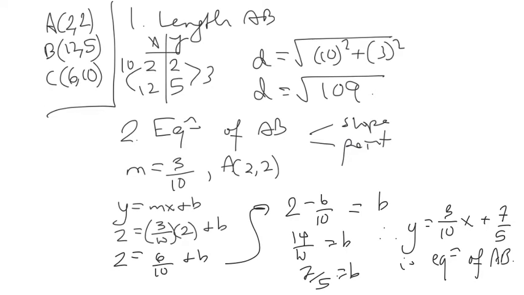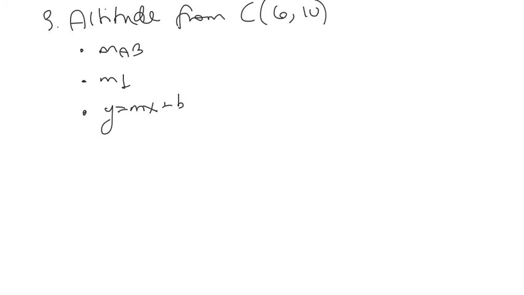Alright, so now I've finished steps 1 and 2. Step 3 of my plan is to find the altitude from the point C. And I went over this in the previous lesson, but if you'll recall, I need to figure out the slope of AB. I need to then find the perpendicular slope to that, and then I need to put that perpendicular slope and the point C into y equals mx plus b, and all that information will give me the altitude.